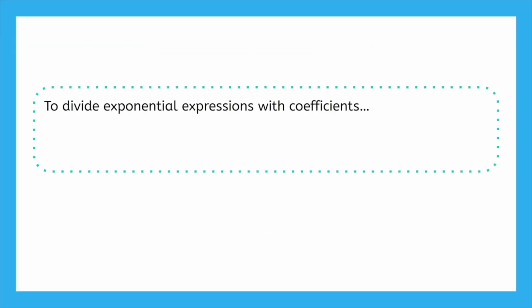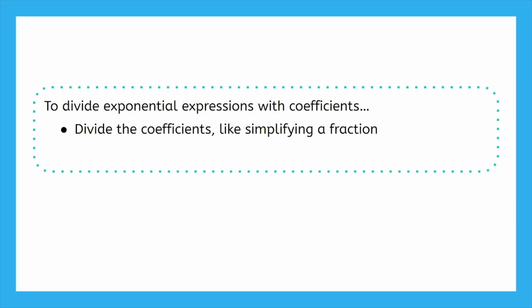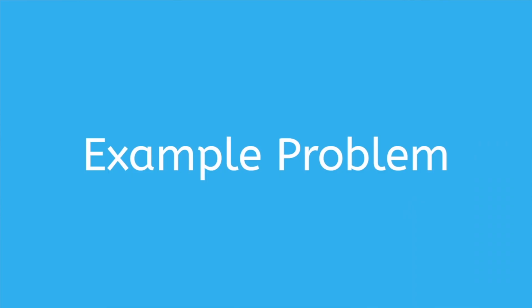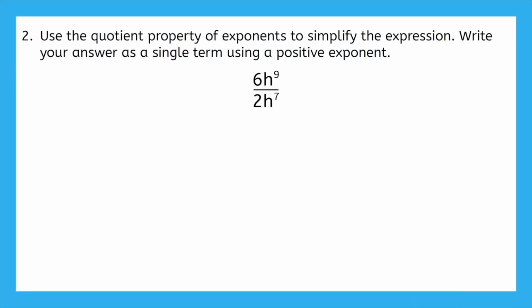So, for problems like this that have exponential expressions with coefficients, divide the coefficients, just like simplifying a fraction, and then subtract the exponents using the quotient property. Try one more on your own. Pause the video here and use the quotient property of exponents to simplify this expression. Write your answer as a single term using a positive exponent.